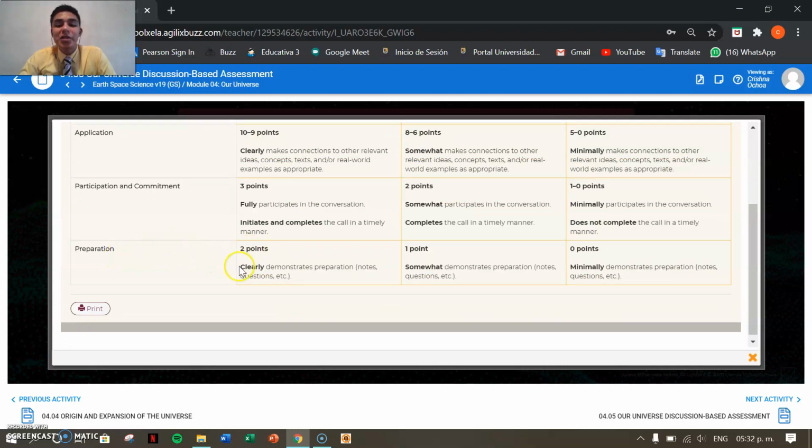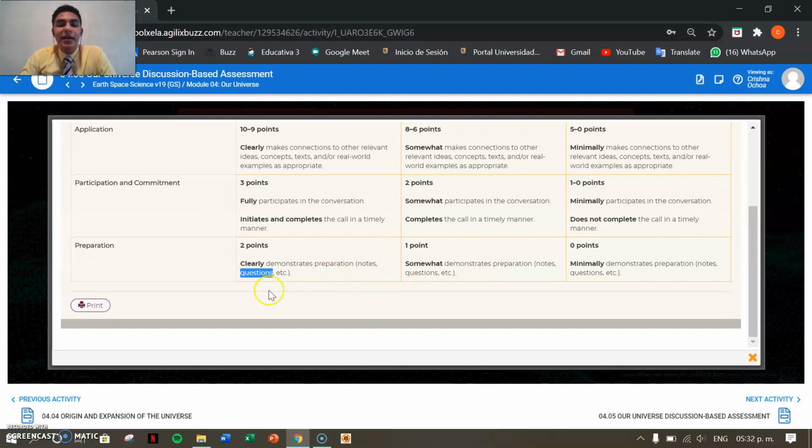Lastly, we have preparation. Clearly demonstrates preparation, notes, questions, etc. So, of course, you need to prepare and study the topics beforehand. And I would like you to write down a couple of questions for the live session. In case something is still not clear, we can discuss them. And of course, I can help you out as your teacher, or I'm pretty sure that your classmates are going to help you out as well, since we have discussed all of the topics in class.